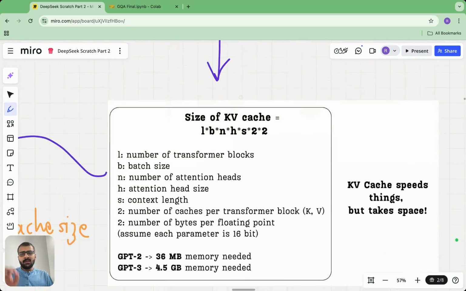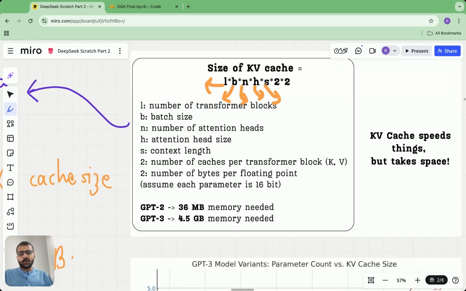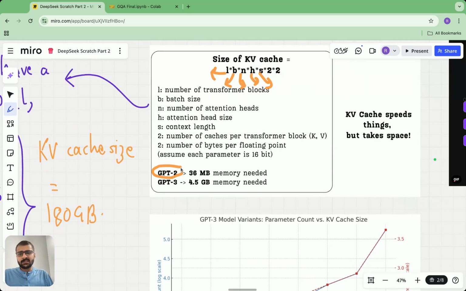In fact, the memory requirements of the KV cache, or the size of the KV cache, grow with the number of transformer blocks, the batch size, the number of attention heads, the attention head size, and the context length. As all of these parameters increase, the size of the KV cache grows. For example, GPT-2 is a relatively small model. The KV cache is just 36 MB. But for GPT-3, the KV cache grows to 4.5 gigabytes.